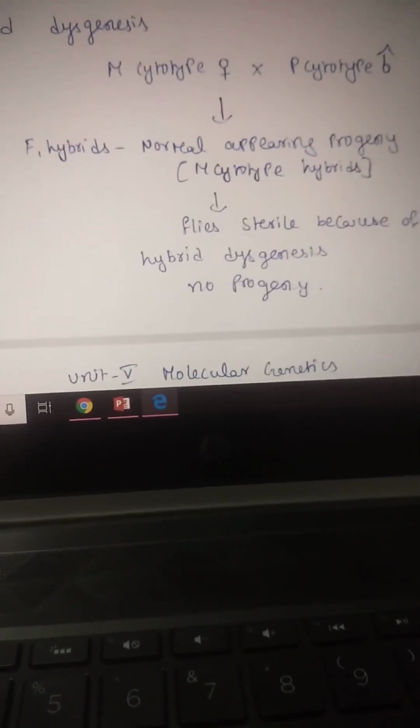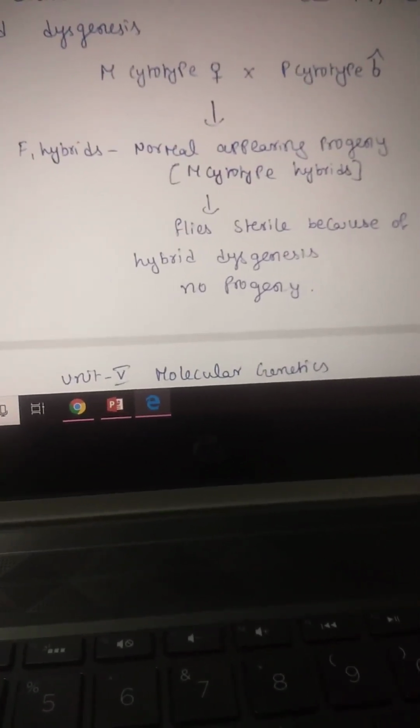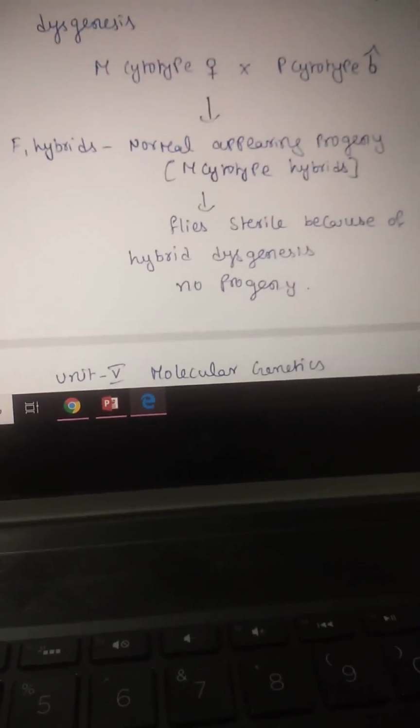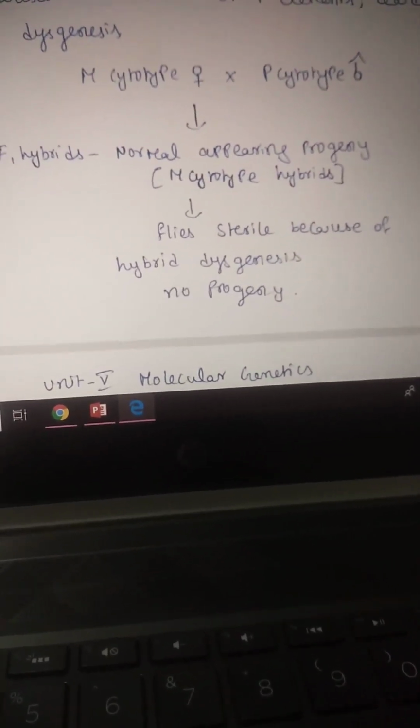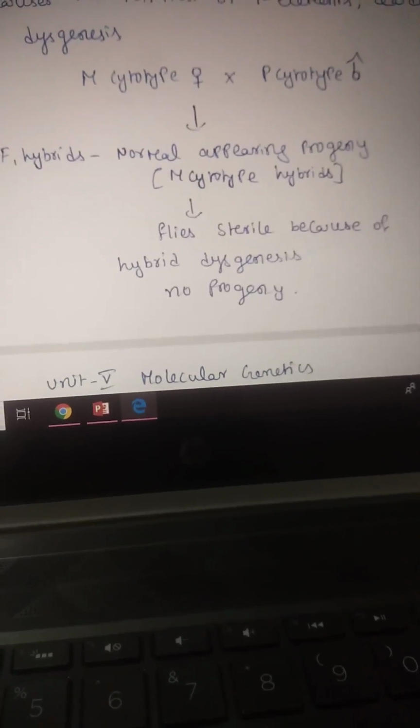And remember, M cytotype male or female flies are not present naturally. They are called mutant lab strains. So M cytotype female or male will be considered as mutant lab strains.